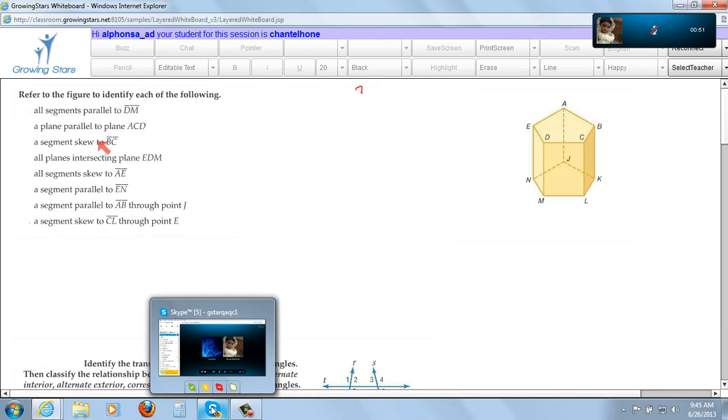A segment skew to BC. Skew lines are lines that do not intersect and are not coplanar. Can it be DM? Sure, it can be DM. Then just write the answer here.